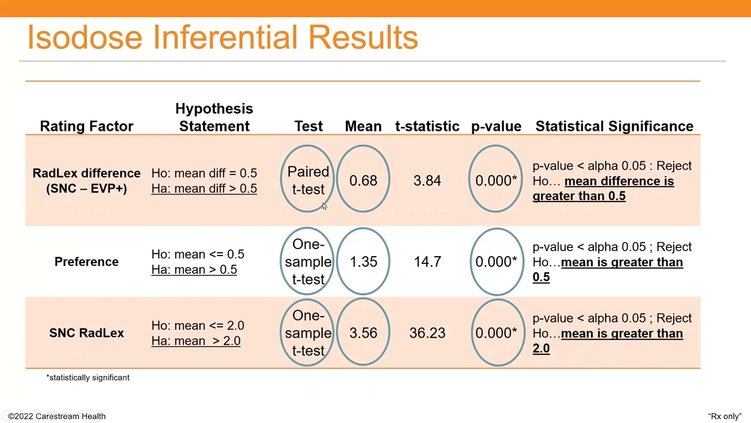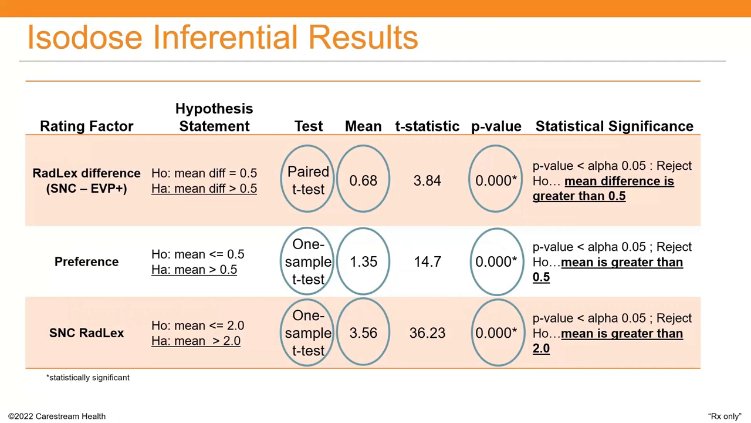Let me continue. The one sample t-test was also used to test safety and effectiveness, testing if the mean SNC RADLEX rating is greater than 2, which is limited. At the 95% confidence level, SNC processing is safe and effective with a mean rating of 3.56.